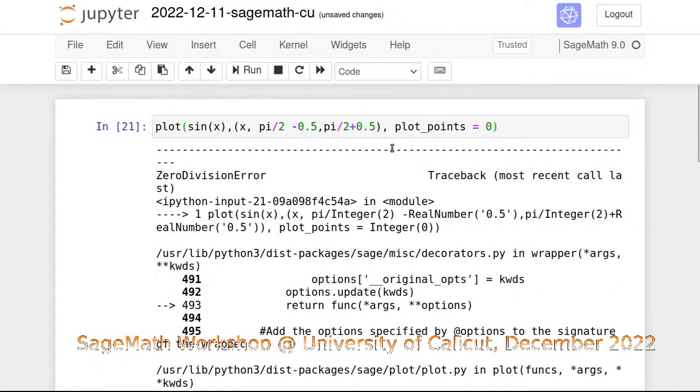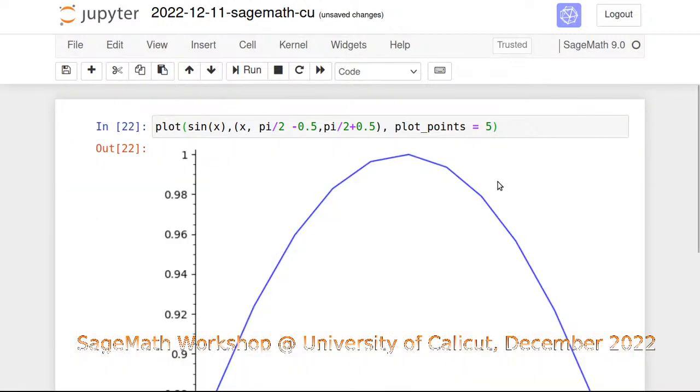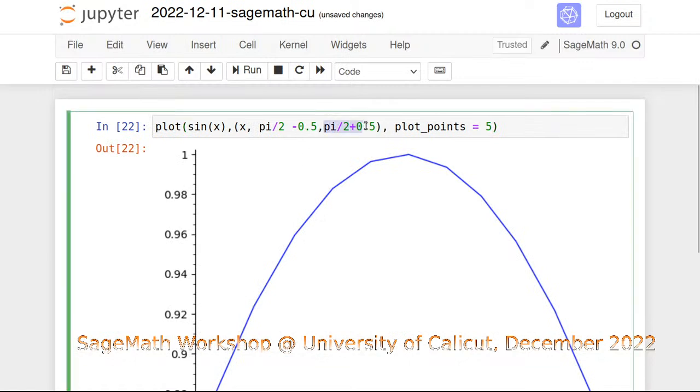Then essentially it means that the range is divided into 5 parts. So if we are using 5, this essentially means that the range pi by 2 minus 0.5 to pi by 2 plus 0.5 is divided into 5 parts, and these 5 parts are connected. So 5 straight lines, or 5 intervals, something like that is happening here. Okay, that's what I can understand from this message, that division by 0. So this range is probably divided using this number 5, and accordingly the plotting points are constructed, the xy points are constructed and the xy points are connected. That's what I understand from this.